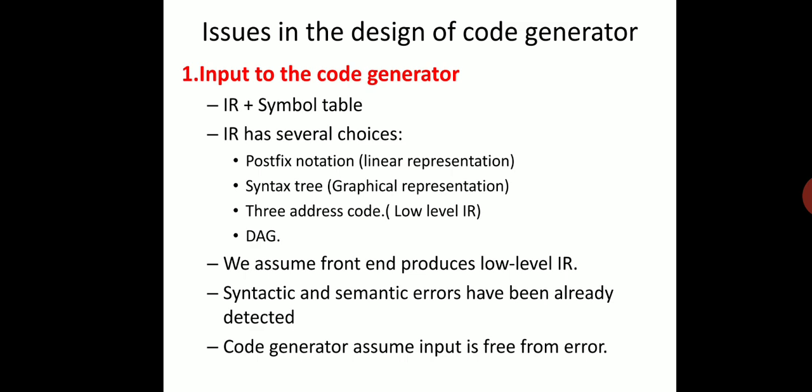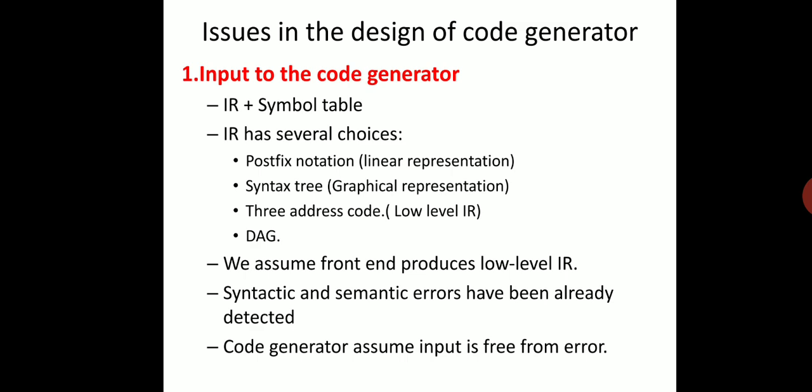So that intermediate representation and symbol table is given as input to the code generator. Now intermediate representation, in short, is called IR. It has different forms like postfix notation, syntax tree, 3 address code, and DAG, that is nothing but the directed acyclic graph. So these are the different types of intermediate representation generated by the front end of the compiler.